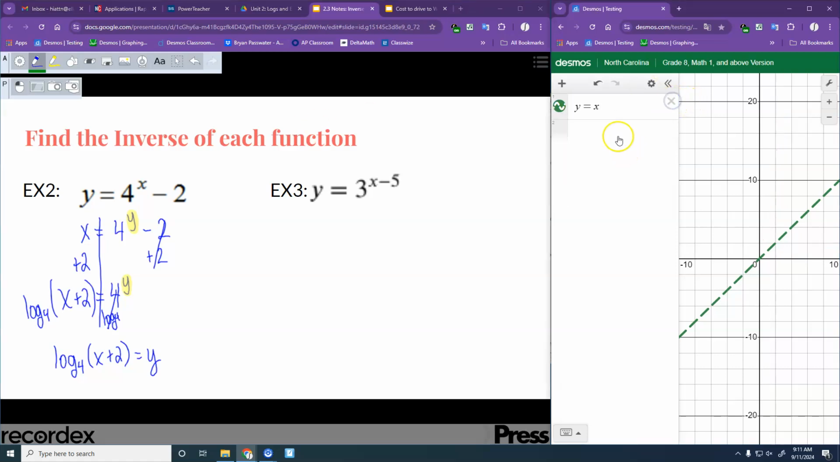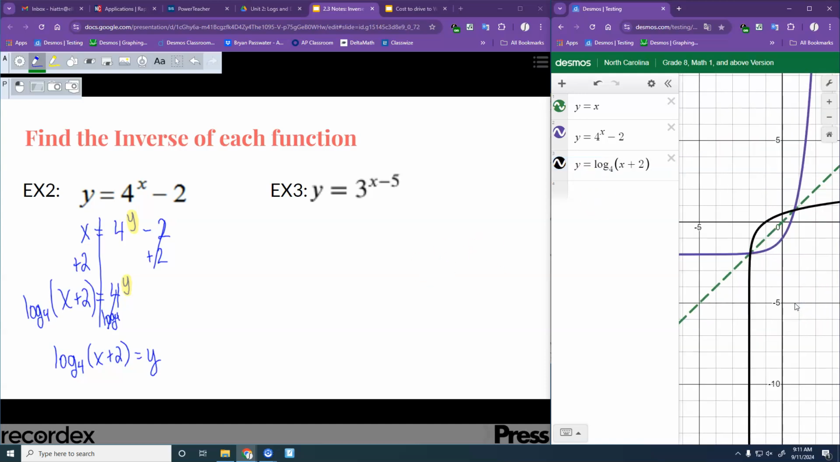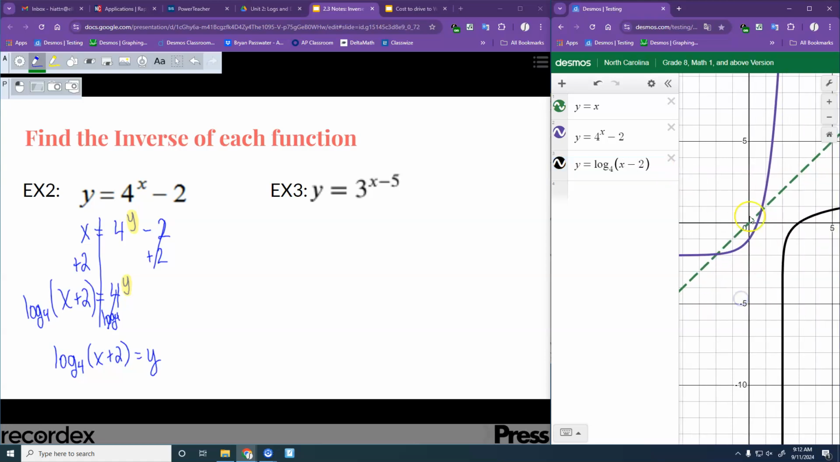Let's check it. If we graph y equals 4 to the x minus 2, that looks like this. Y equals log base 4 of x plus 2. That looks like this. Does that look symmetric to you guys? I think it's good. They cross, and they cross on that green dotted line, right? If I had, let's just say I got like a minus 2 right here, which would not be right. You can see that's not symmetric. That would let you know, oh, I think I messed up somewhere for that. But we had a plus, so that works fine.